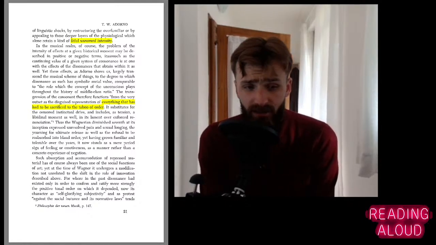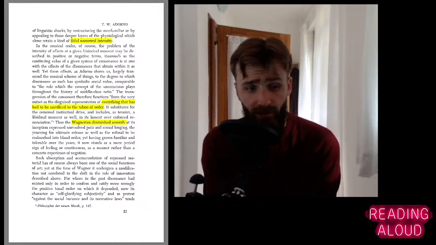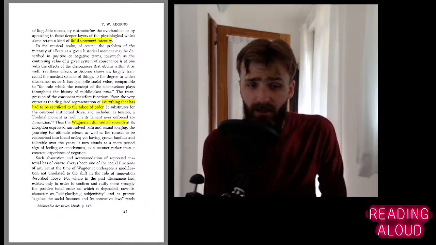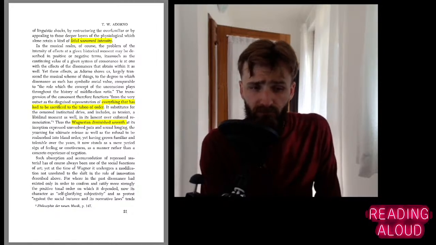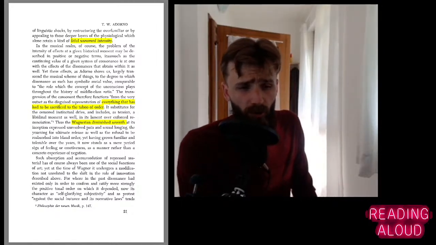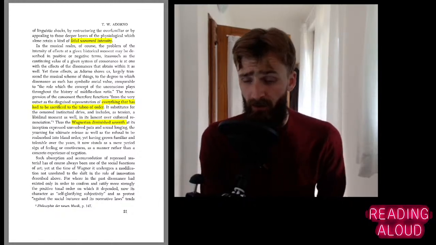Thus, the Wagnerian diminished seventh, at its inception, expressed unresolved pain and sexual longing, the yearning for ultimate release, as well as the refusal to be reabsorbed into bland order. Yet having grown familiar and tolerable over the years, it now stands as a mere period sign of feeling or emotiveness, as a manner rather than a concrete experience of negation.